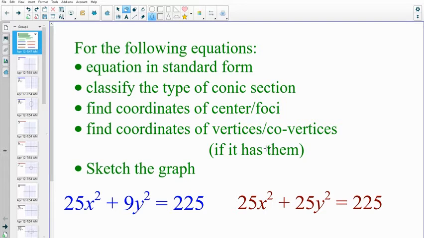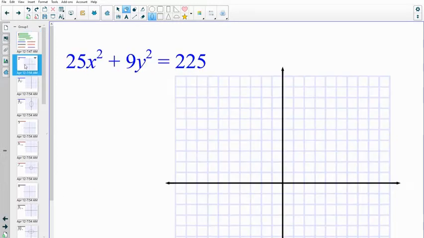And then vertices, co-vertices for the cases where we have them, and then sketch the graph. So we'll start with this one: 25x squared plus 9y squared equals 225. And actually, I think this might be similar to one that we've already done.